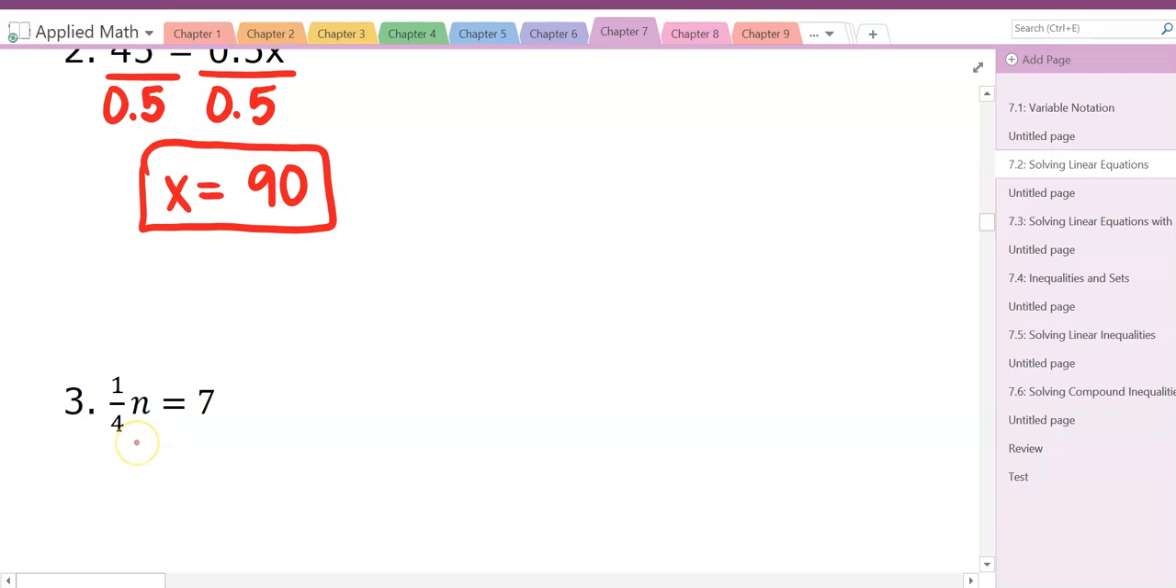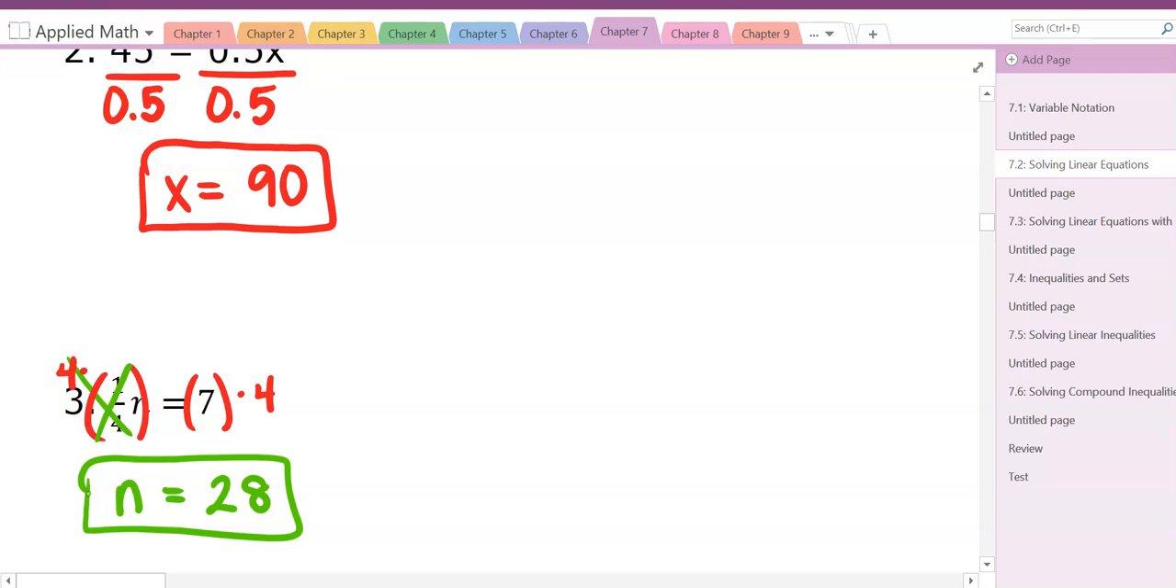Instead of trying to divide by a fraction, because sometimes that can get messy and complicated, we have what's called the reciprocal. Reciprocals are when you take your fraction, you flip it upside down. So instead of dividing by 1/4, I'm going to multiply both sides by 4. This way, the 4 and the 1/4 cancel, and I'm left with n, because 4 times a 4th is a big 1, because the 4's cancel each other out, basically. So I'm left with n, and then 7 times 4 is going to be 28.